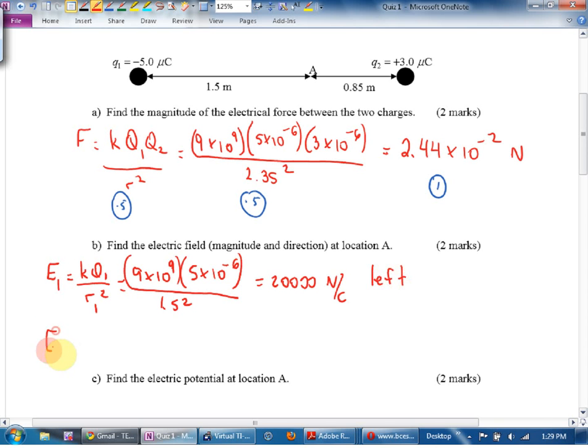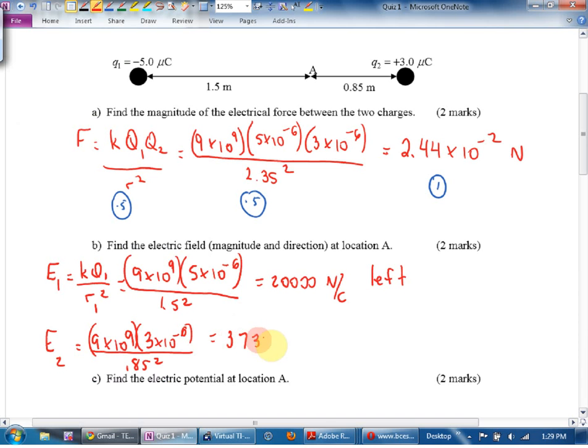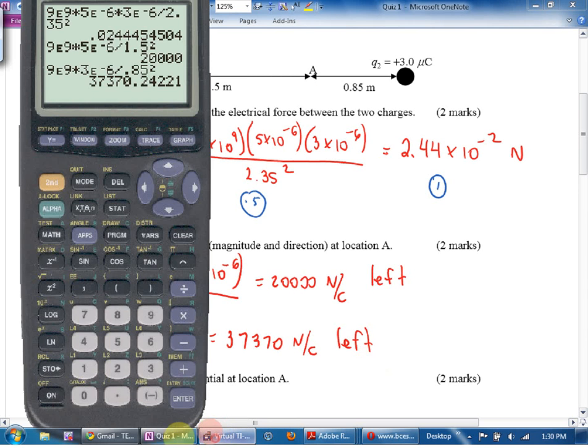Then I'm going to find the electric field from charge 2. And that's going to be 9 times 10 to the 9th, 3 times 10 to the negative 6, all over 0.85 squared. Enter. And I get 37,370 newtons per coulomb. Direction. Which way would a positive charge want to move if it could because of this guy? Also left. So this is left plus left. Am I going to go bigger minus smaller this time? Nope, they're both in the same direction. Final answer is going to be this plus 20,000.